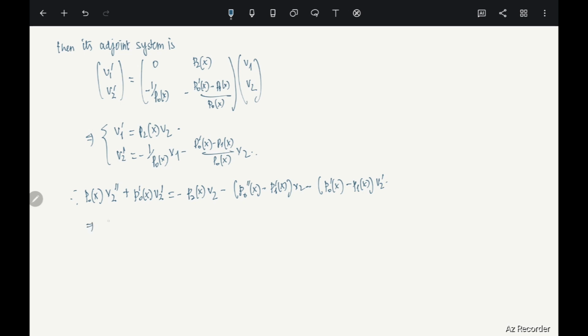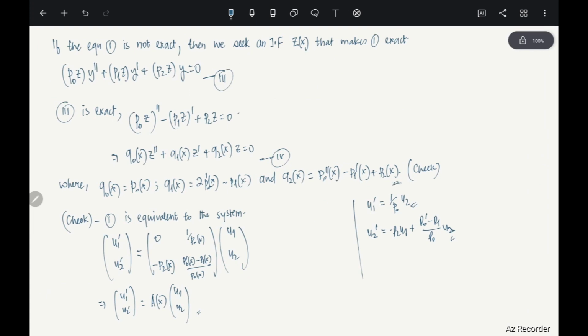So if you put it together, what happens? This is nothing but P naught of X V2 double prime plus 2 P naught prime of X minus P1 of X V2 prime plus P naught double prime of X minus P1 prime of X plus P2 of X V2 is 0. Yes. Now you see this equation and this equation are basically the same.